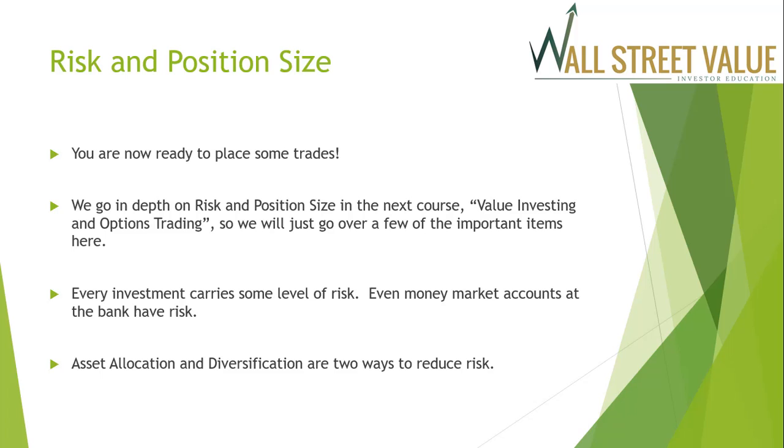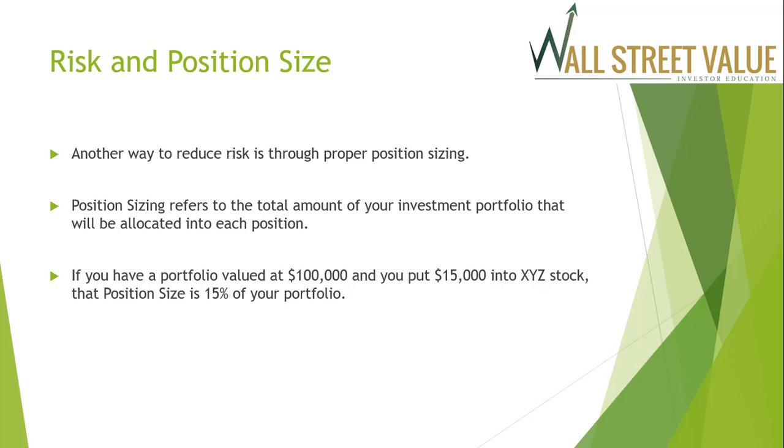We go in depth again on risk and position size in the next course, the value investing and options trading course, but for now we're going to go over just a few of the more important items here. Every investment carries some level of risk. Even money market accounts at the bank have risk. Asset allocation and diversification are 2 ways to reduce that. Another way to reduce risk is through proper position sizing. Position sizing refers to the total amount of your investment portfolio that will be allocated into each position.